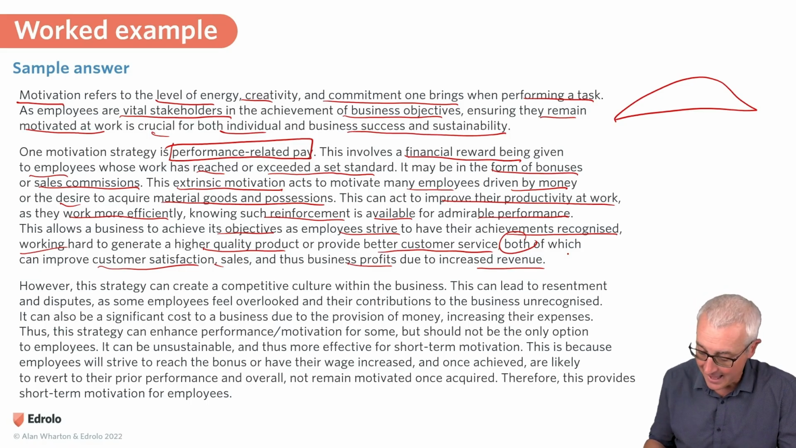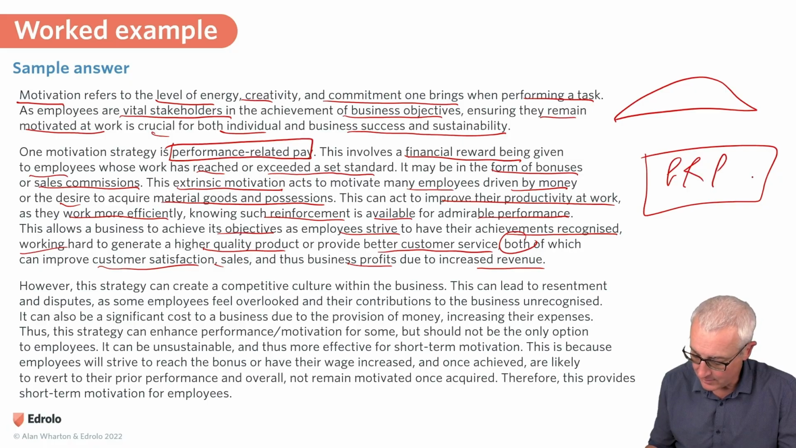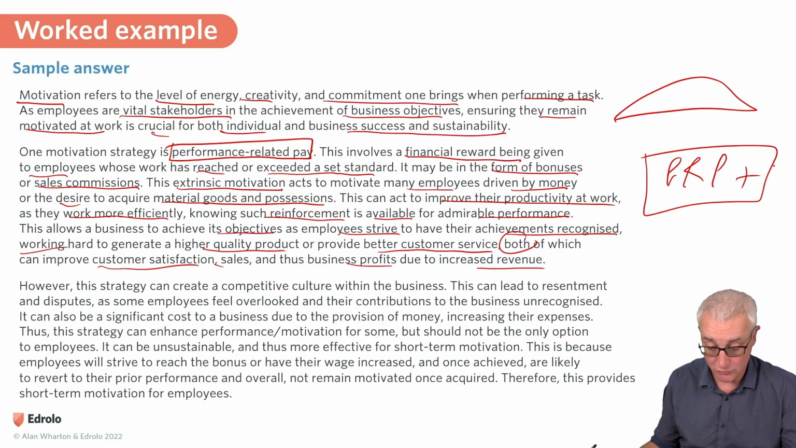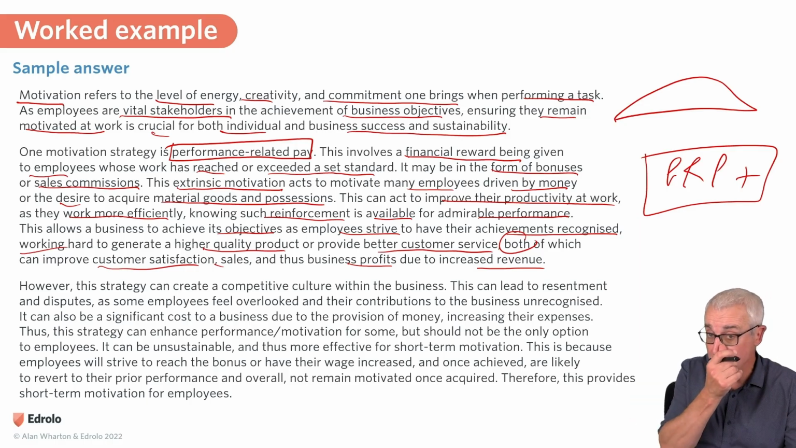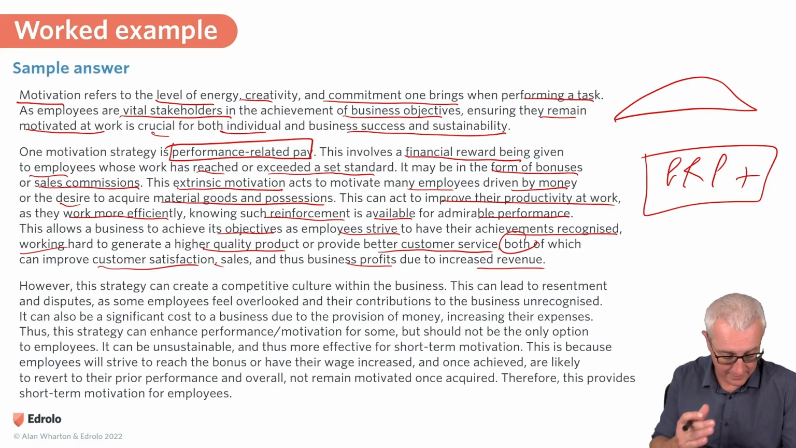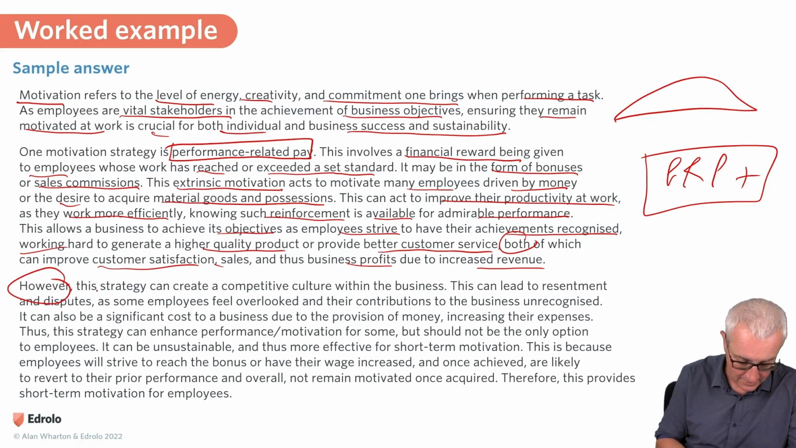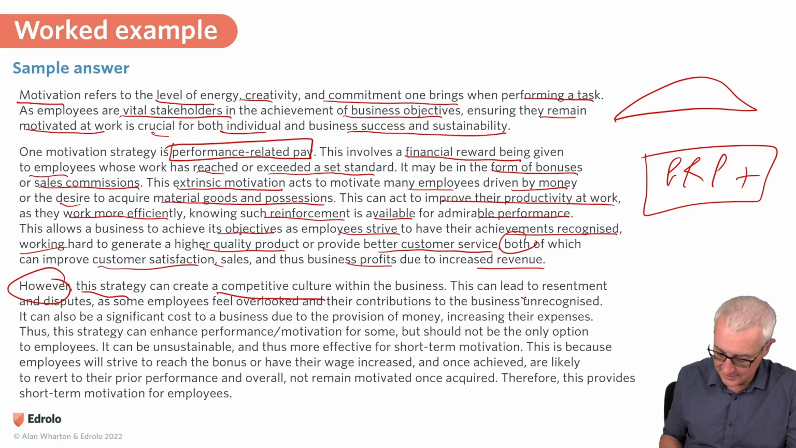Okay, so we have our first bit of meat about performance-related pay, and we have the strengths of this approach, this strategy. Next bit here, we know it's an evaluate question, so we need to do the negatives as well, or the limitations. So however, this strategy can create a competitive culture within the business. This can lead to resentment and disputes, as some employees feel overlooked and their contributions to the business unrecognized. It can also be a significant cost to a business due to the provision of money, increasing their expenses.